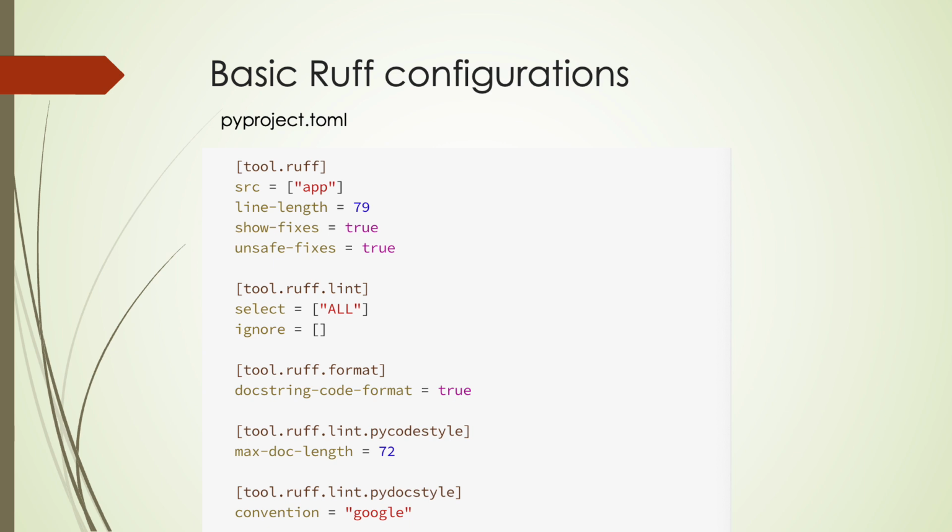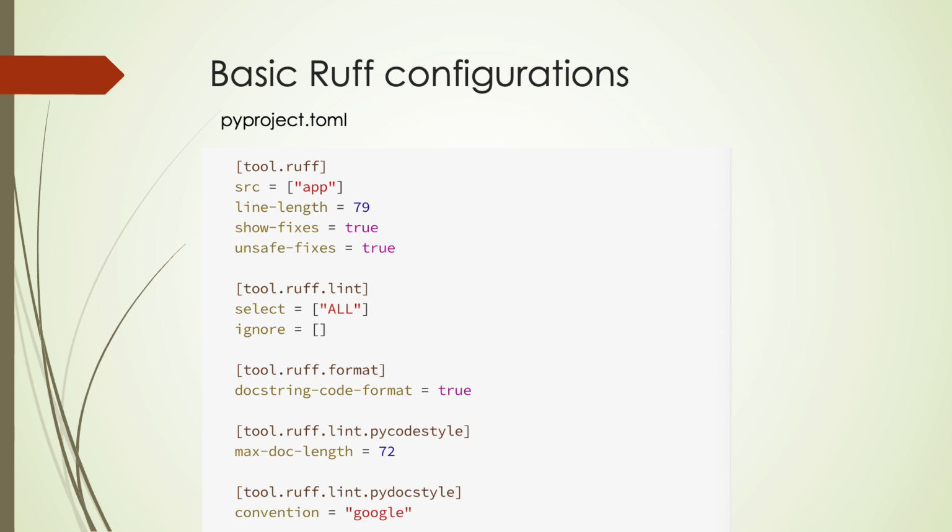Ruff can be configured through a pyproject.toml or ruff.toml file. Since it's common to have other tools in a Python project, it's better to configure Ruff with pyproject.toml, so you won't end up having many configuration files in your repository. Some basic configurations are given here, which is a good starting point for new Python projects. There are tons of configurations for Ruff, which makes it very flexible for customization.